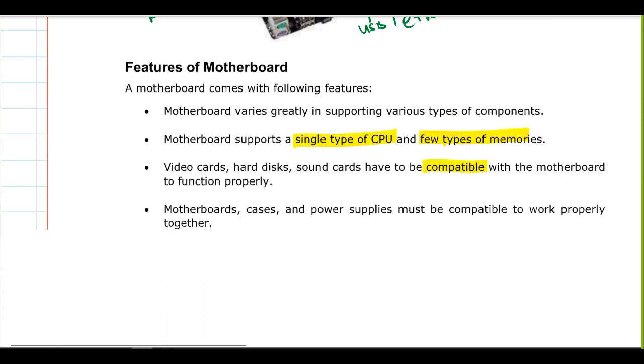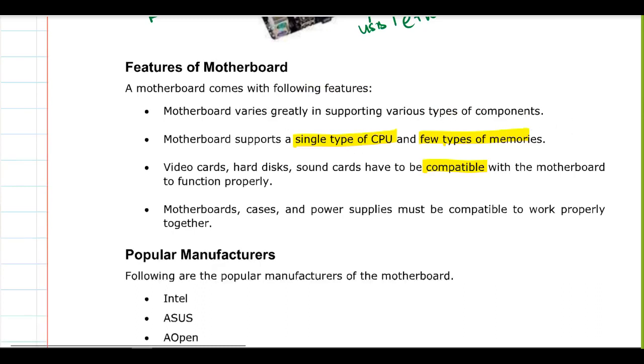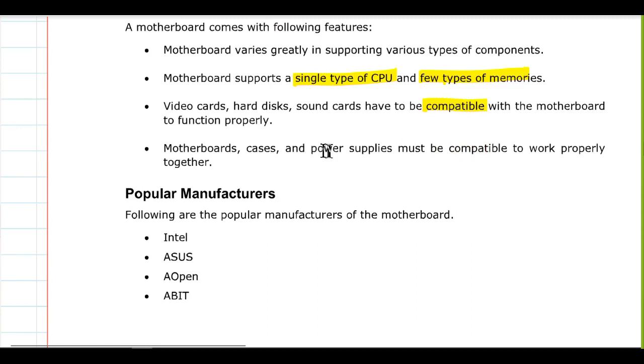So the features of motherboard is that it varies depending on the manufacturer, and one type of motherboard only supports one type of CPU or one type of processor, and also a few types of memories. You find some memories that are not compatible with a given kind of motherboard, and others are compatible. Then video cards, hard disk, etc. have to be compatible with the motherboard for them to function properly. Then motherboard cases and power supplies must be compatible to work properly together.